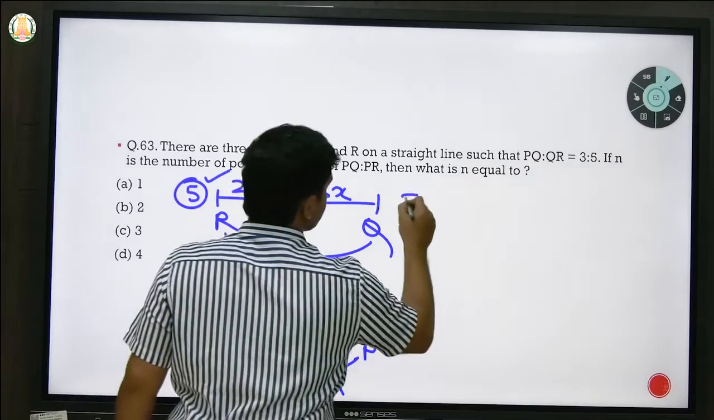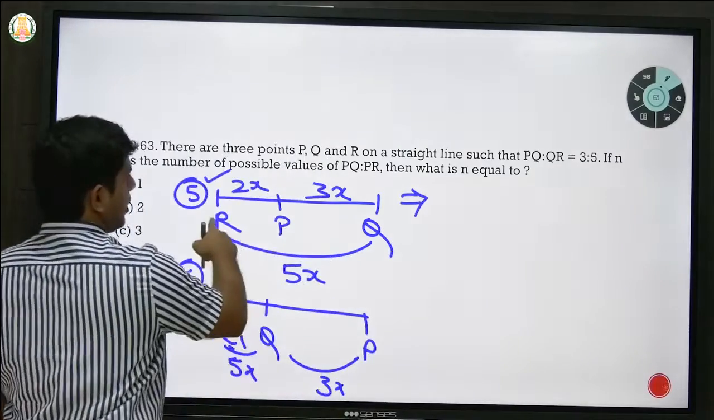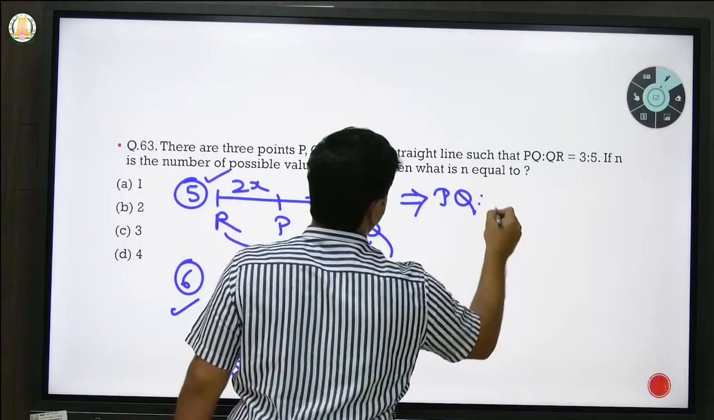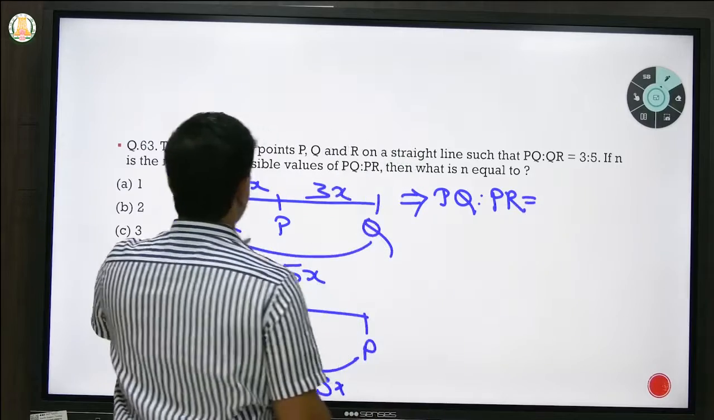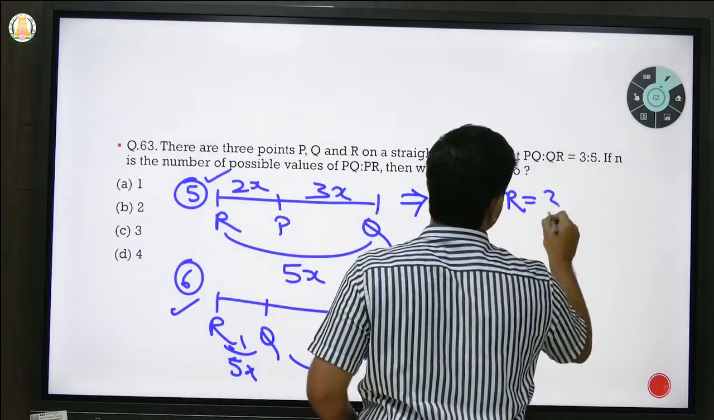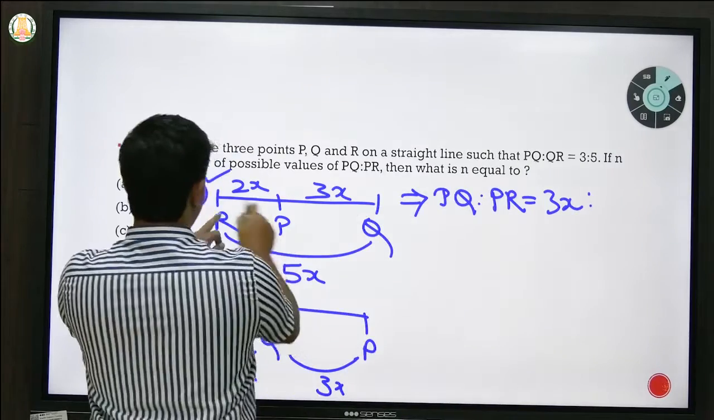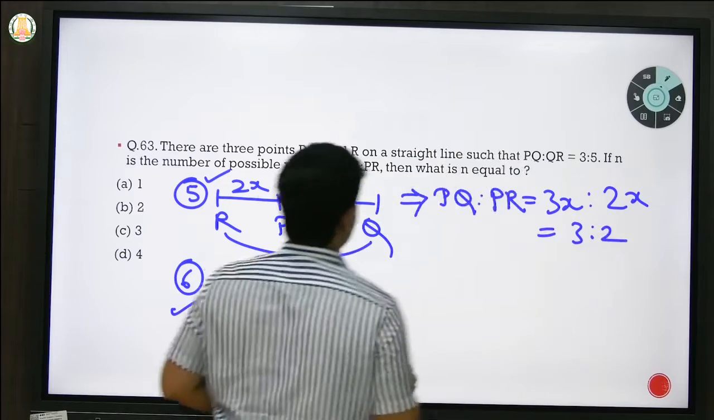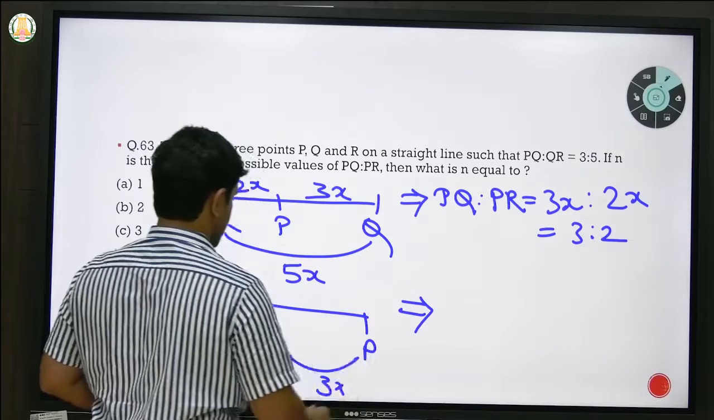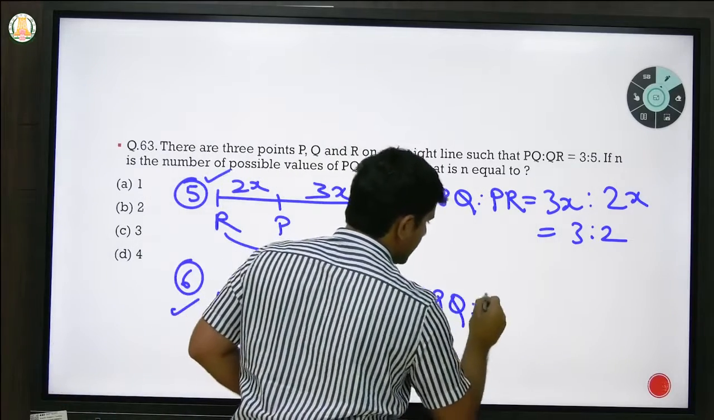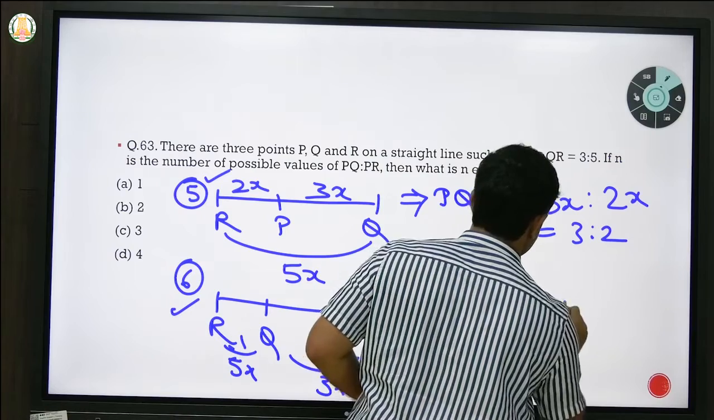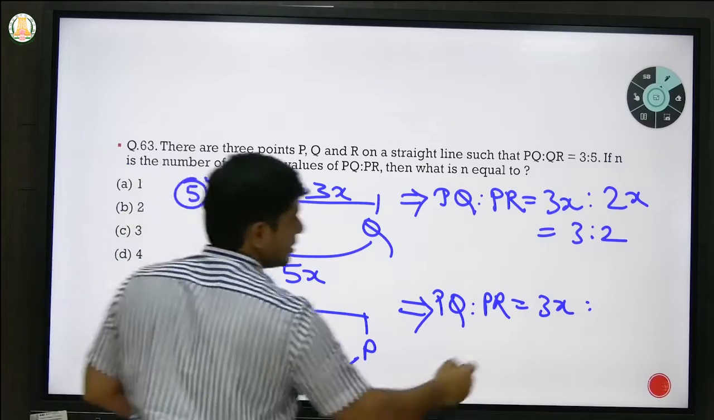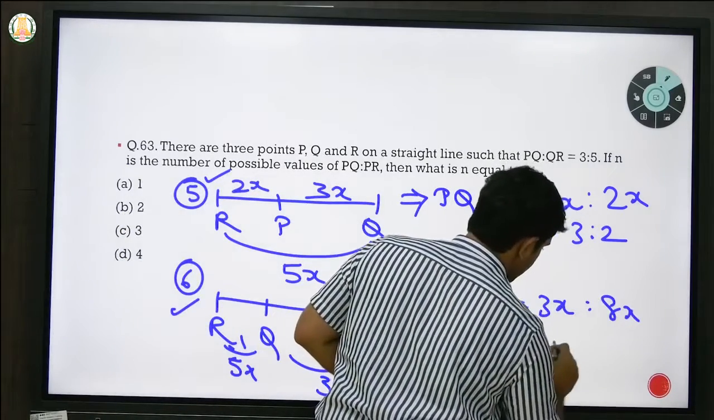So in this case, the value of PQ is to PR will be PQ is 3x is to PR here would be 2x. So this is 3:2. In this case, PQ is to PR would be 3x is to PR is the entire thing, so it becomes 8x. So this is 3:8.